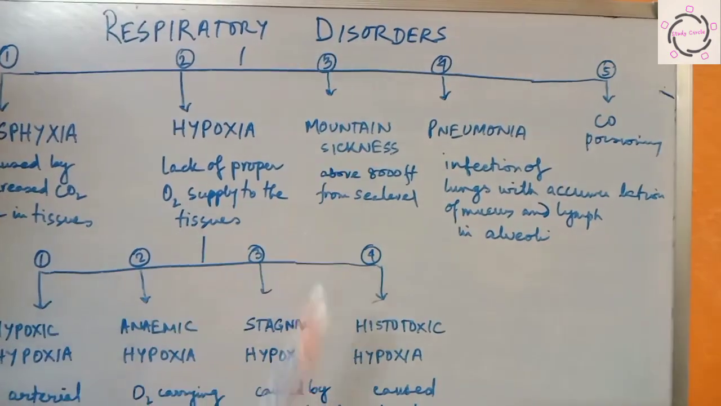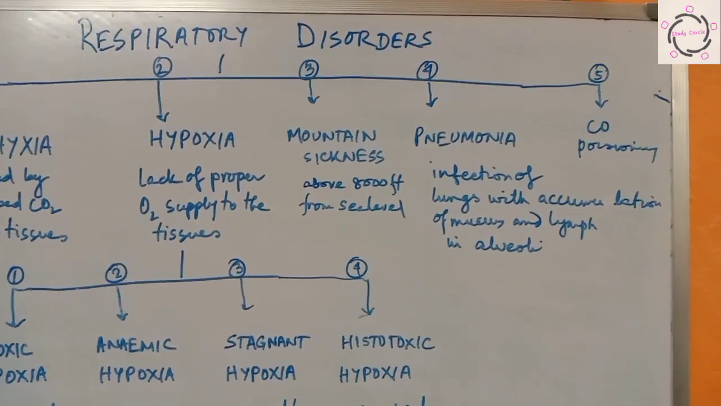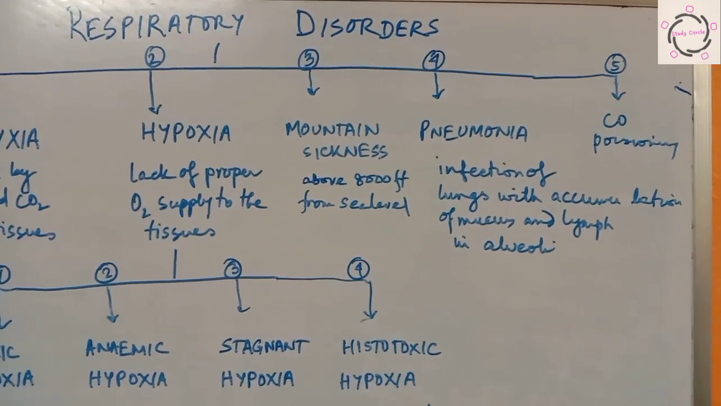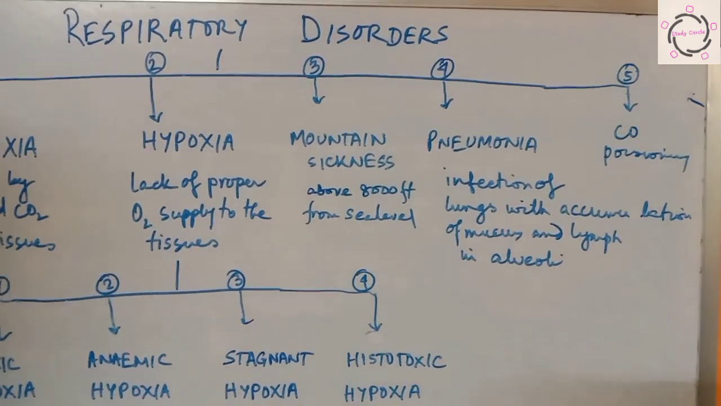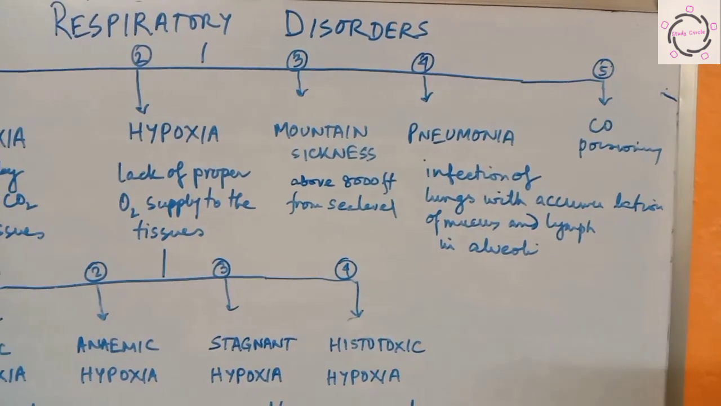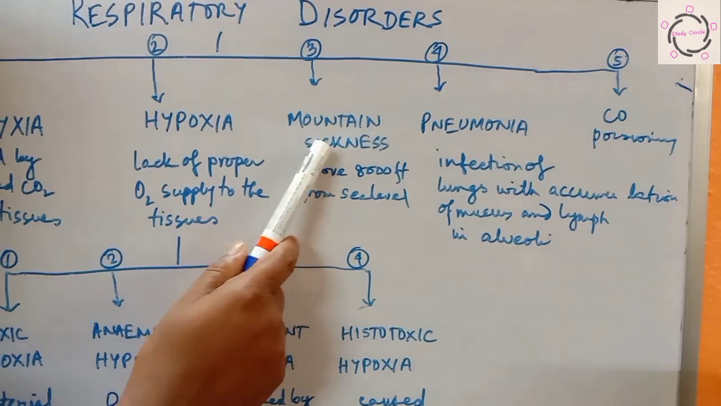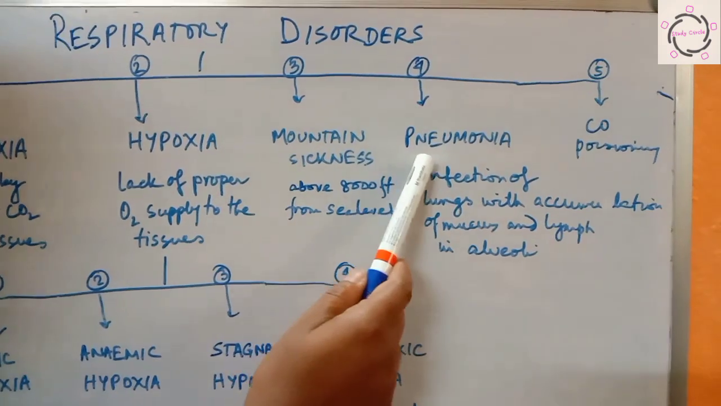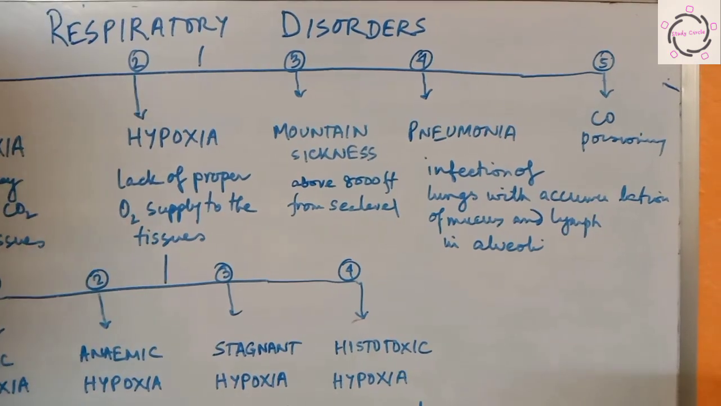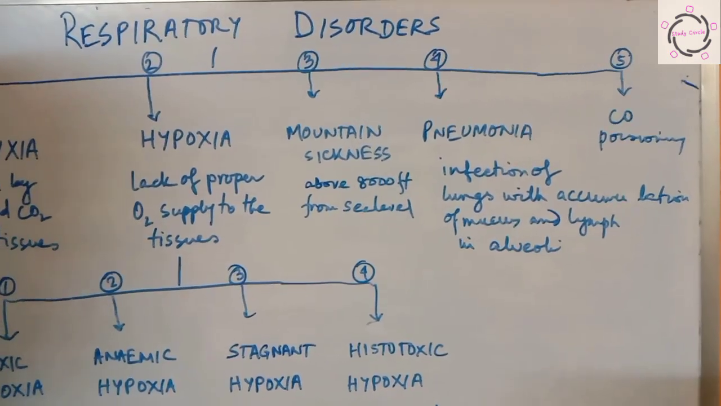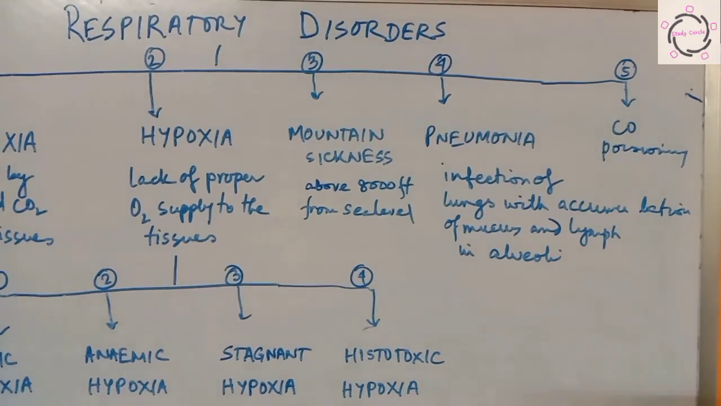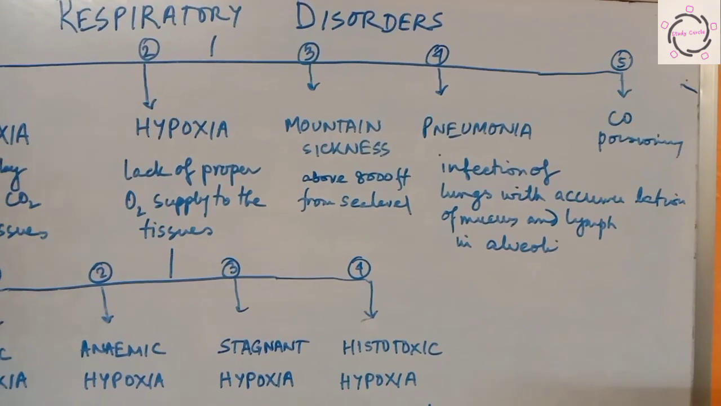Number 3 is mountain sickness. Now this could be felt by a person who climbs above 8,000 feet from sea level. There some symptoms will appear, like fatigue, breathing problems, a lot of such things. So that is called mountain sickness. Next, number 4 is pneumonia, an infection caused in the lungs by bacteria, with accumulation of mucus and lymph in alveoli, as a result of which breathing problem occurs.